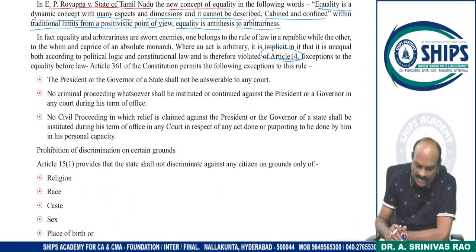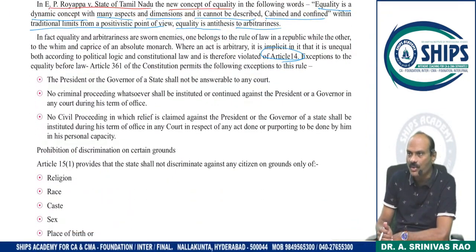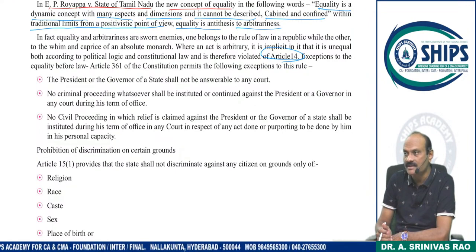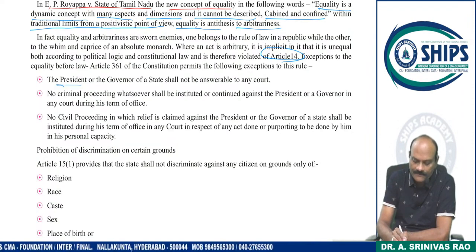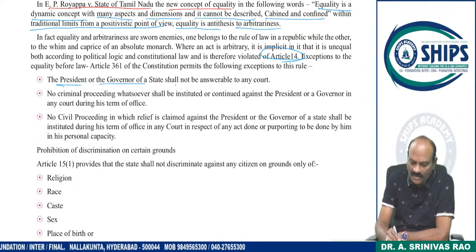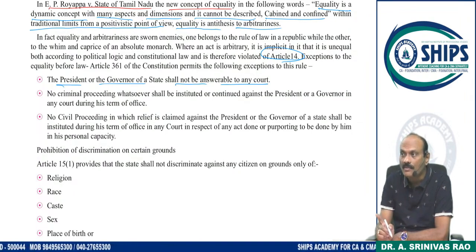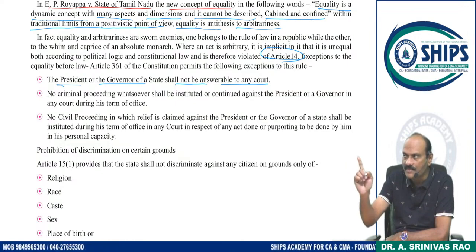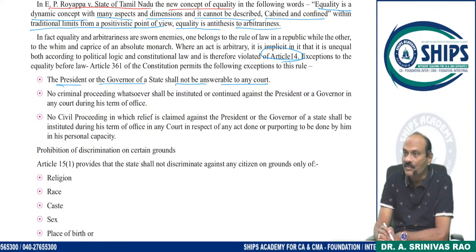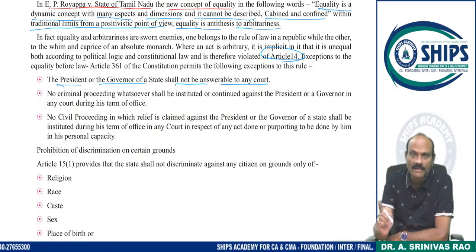Let us see the interpretations of these words. And here, who is over and above the law? You can discriminate one person. And who can be discriminated? President of India, Governor of India, they are not answerable to any court when they are acting as President, when they are acting as Governor during the term. Otherwise you are answerable to them.